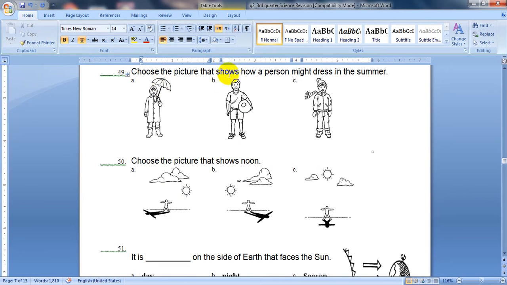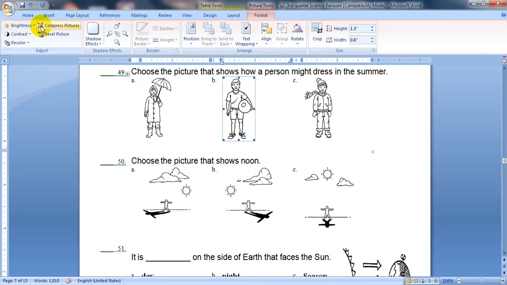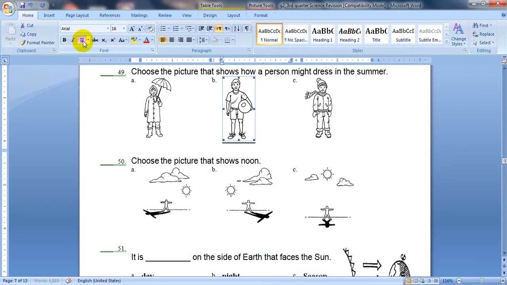Choose the picture that shows how a person might dress in summer. What is the weather like in summer? As we said, it's hot. So, do we wear a raincoat and put on an umbrella? Of course not. Do we wear light clothes or do we wear jackets, scarves, and ice caps? Because the weather is hot, the best choice here is letter B, the one who is wearing light clothes.